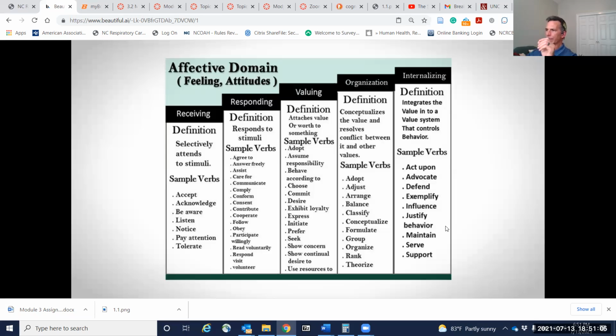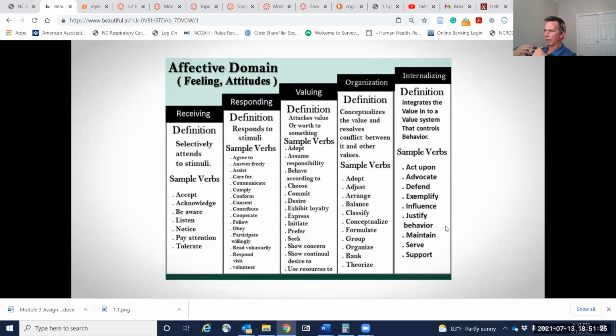Now, you might think of behavior as just being whether they're good or bad, but in the affective domain, are they able to take the initiative? Taking the initiative is an internalized behavior. Does that make sense? Yeah, it does. Okay, so you're initiating it.